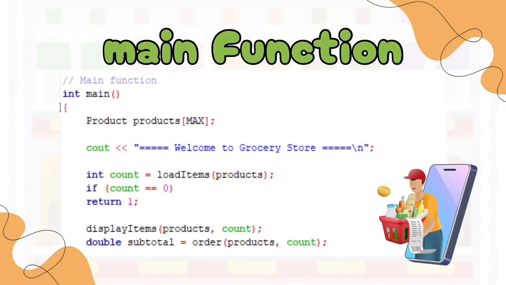The main function serves as the central control point of the grocery store billing system, orchestrating the entire program flow from start to finish. First, it initializes the product array and displays a welcome message to set up the shopping experience. It then calls loadItems to populate the product list from the products.txt file.